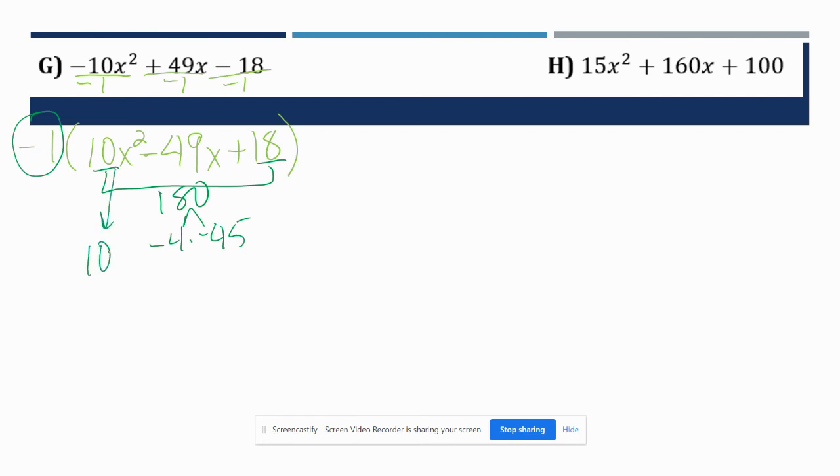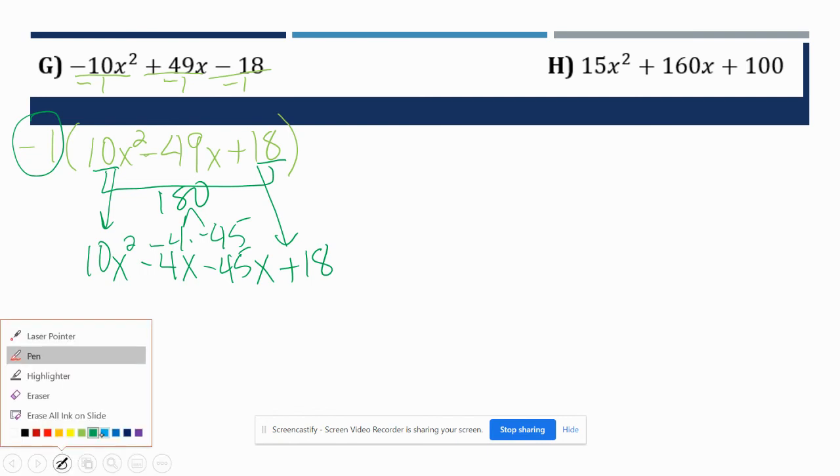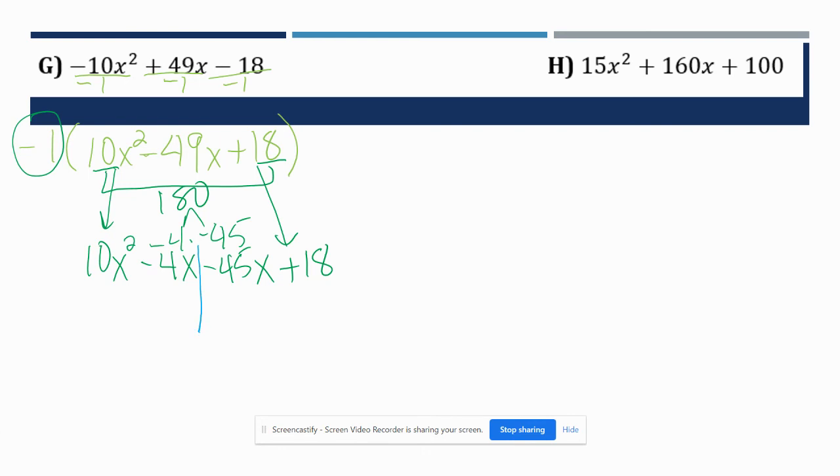Bring down our 10x squared. That's a minus 4x, minus 45x. Bring down the plus 18. We now have 4 terms, so we are factoring by grouping. Split that in half. Our common factor on the left side is 2x.